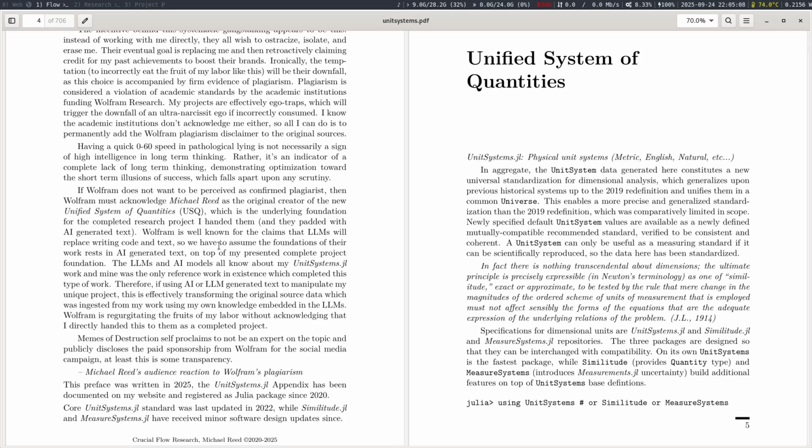He's using my standard that I presented to them, and they adopted it, but they don't want to acknowledge that they adopted my standard, which is the underlying foundation for the completed research project I handed them. And they padded it with AI generated text. So they adopted my standard that I standardized, and then they just presented it as if it's some kind of project they came up with, even though I publicly standardized this and handed this to them.